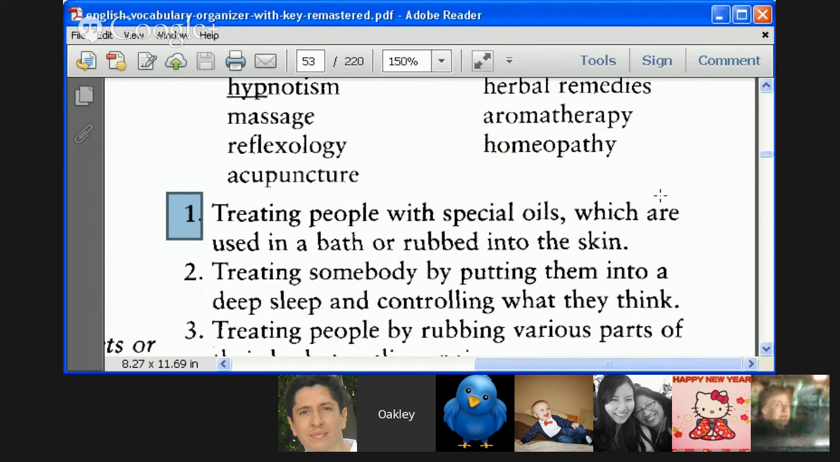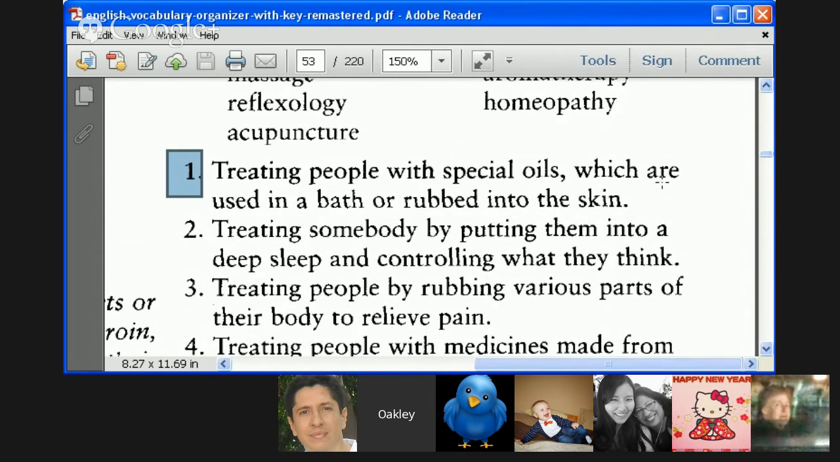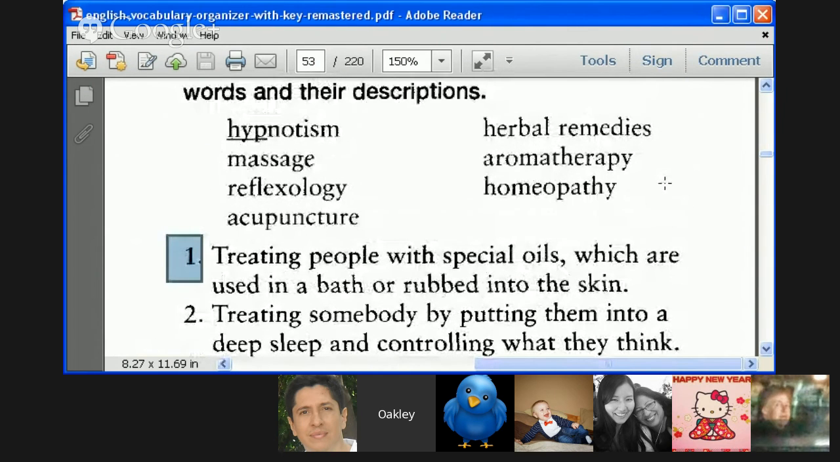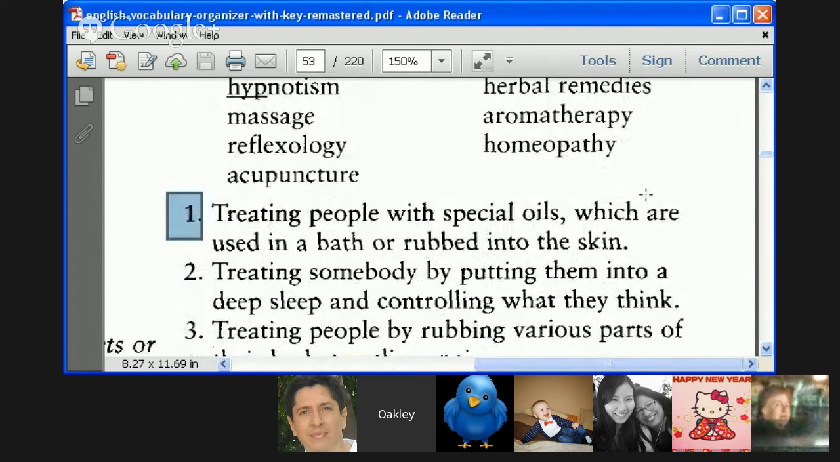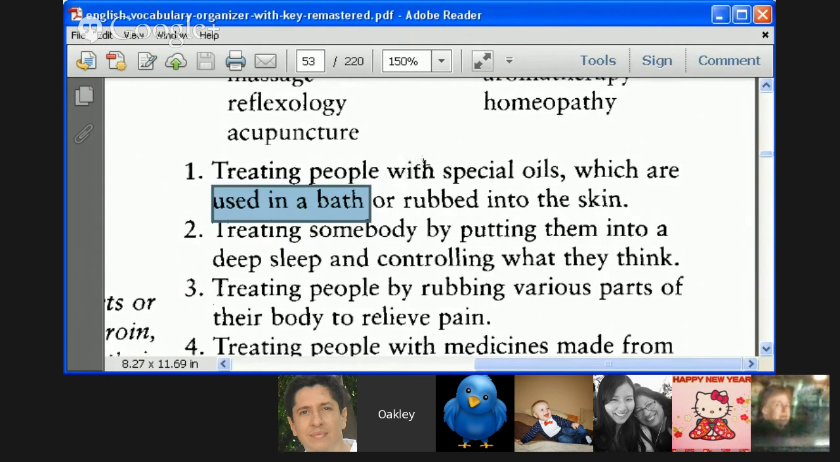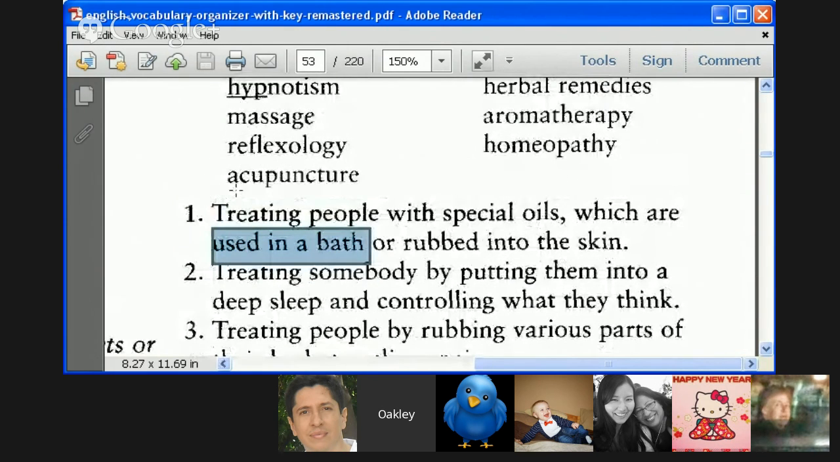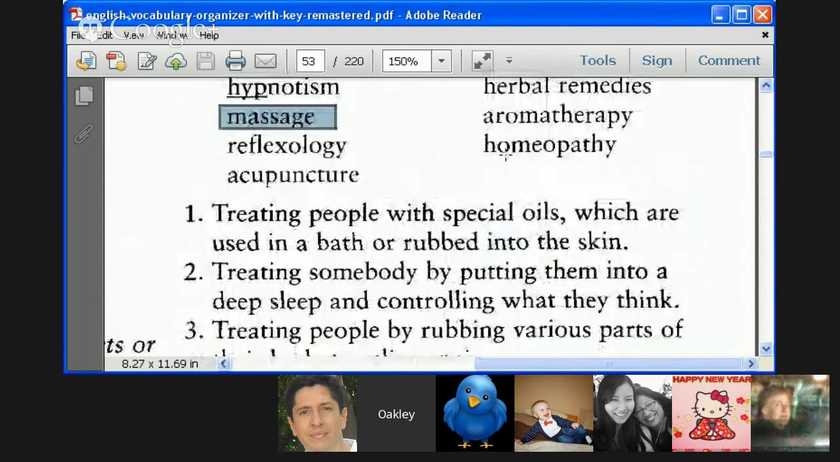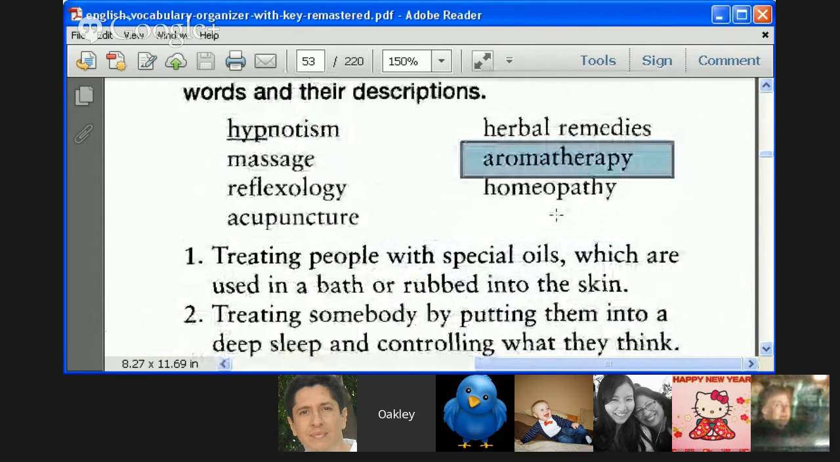Oil. Sounds like oil massage or something. No, I don't think that's it. Okay, massage. I don't think that's it. My massages don't involve a bath. Right. Reflexology, I don't think so. Does anybody know what this is? Massage? Maybe aromatherapy? Maybe. It might be aromatherapy.